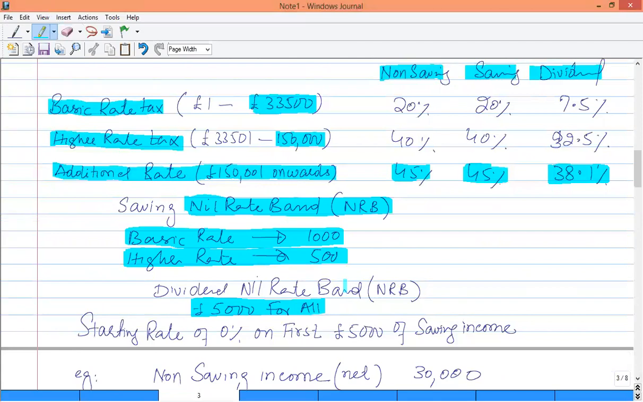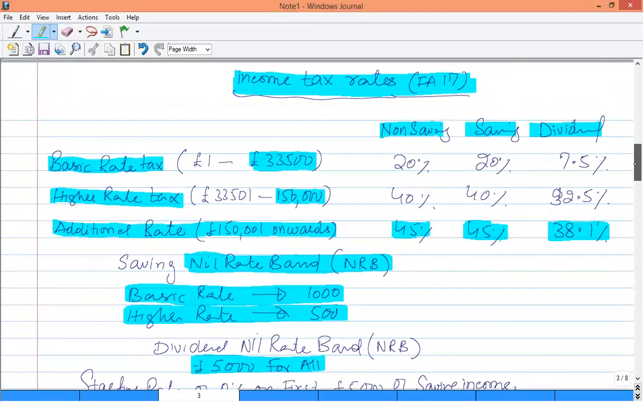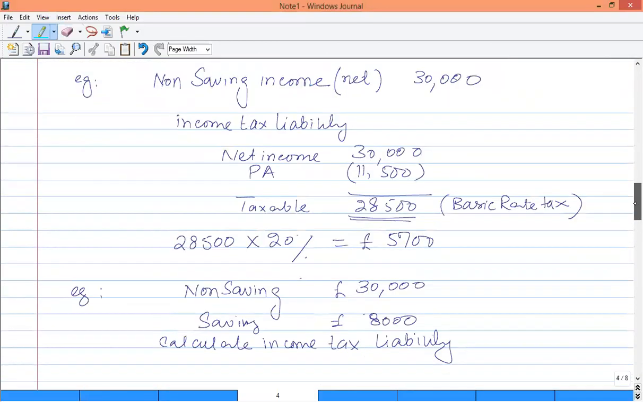The first 5,000 of dividend income is tax exempted. This is available for all taxpayers, irrespective of whether they are a basic rate payer, higher rate payer, or additional rate payer. Now let's solve examples using these tax rates and the income tax computation.